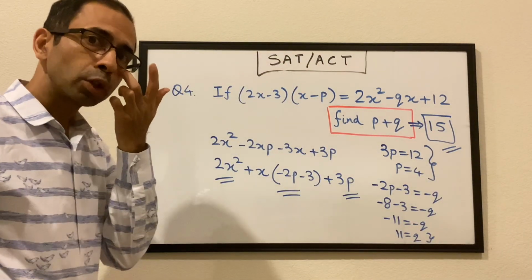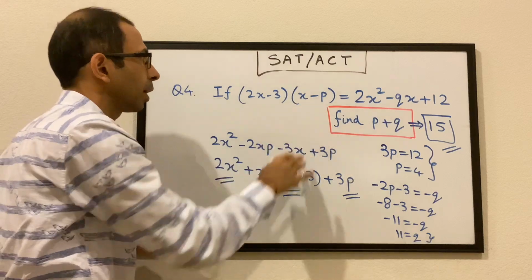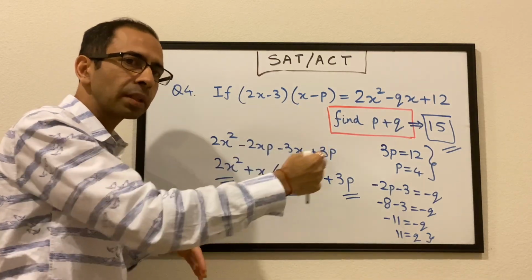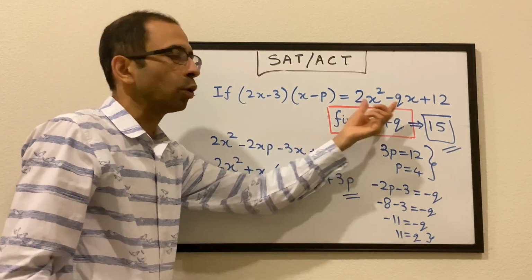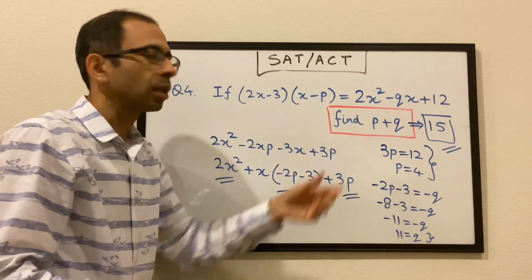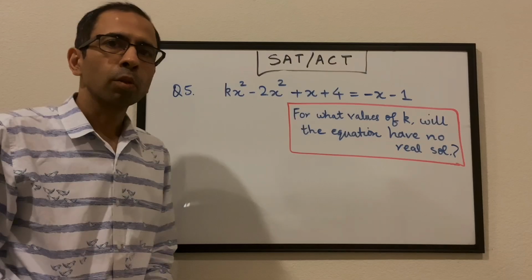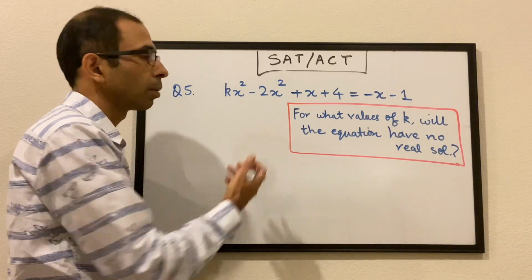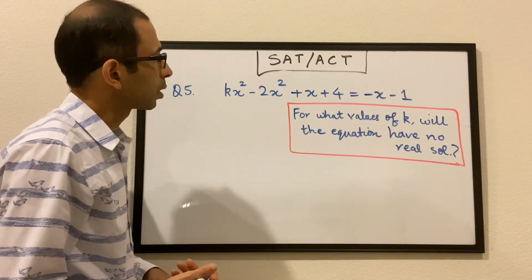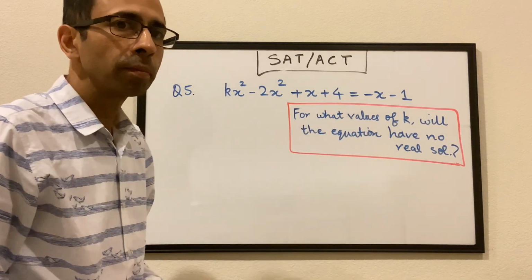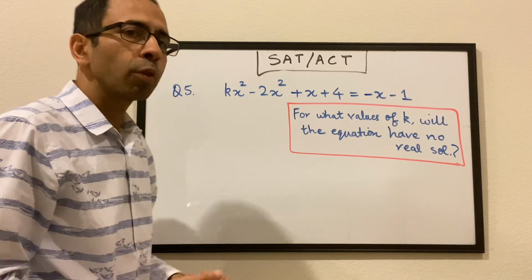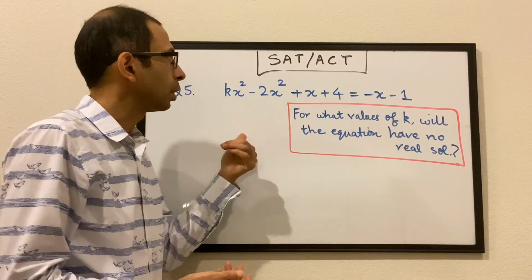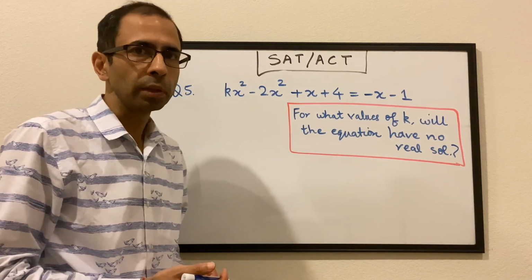Okay? Just to quickly reiterate, we expanded the left side and we equalized the respective terms to get the value of p, to get the value of q, and then we added them to get the value of p plus q. Question number 5. So we have a quadratic equation here, kx square minus 2x square plus x plus 4 is equal to minus x minus 1. And we have to find for what values of k this quadratic equation will have no real solutions.